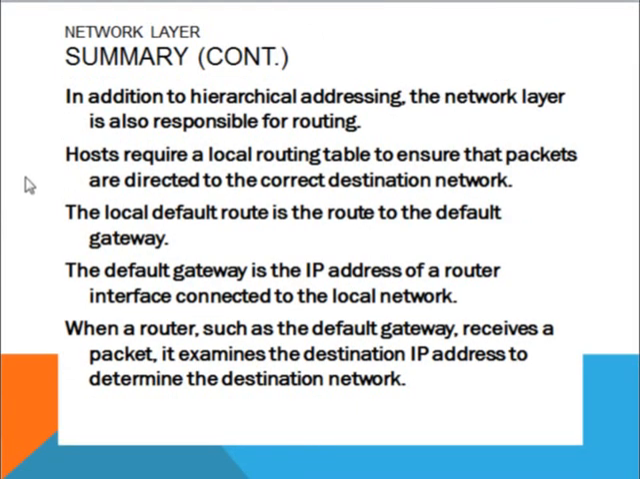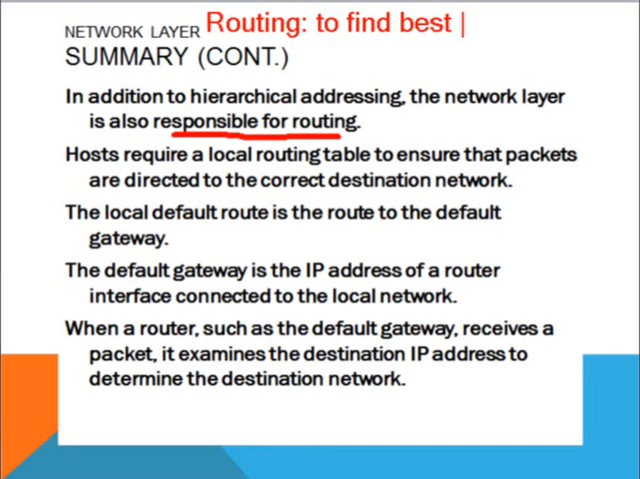So the network layer is responsible for routing. As we have mentioned earlier, routing is actually a process to find the best way to the destination. So routing is to find the best path or the best way to your destination, and the best way may not be the shortest way. It will also depend on other factors.